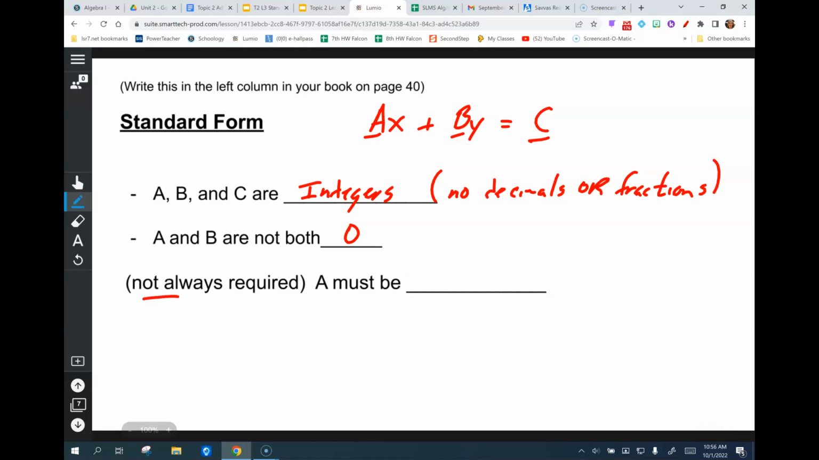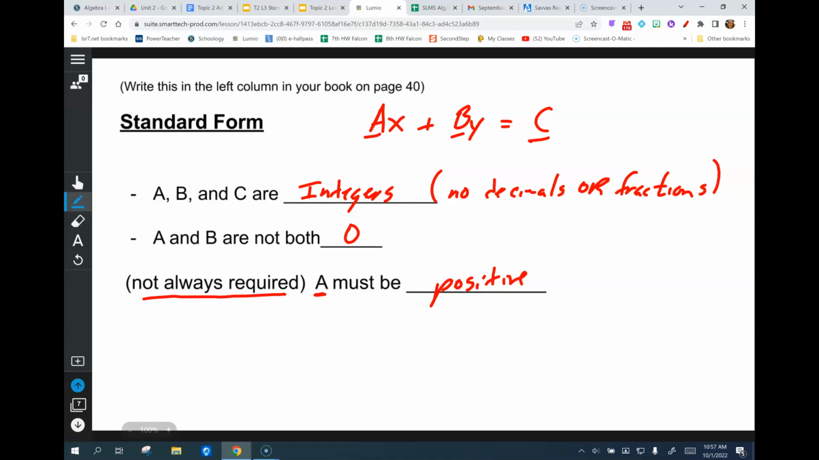Now, the other one is not always required, and this is where some people say, yes, it has to be this, and some people say it doesn't. So A must be positive. There are some that say that A always has to be positive. Some say that it doesn't have to be. But this is standard form.